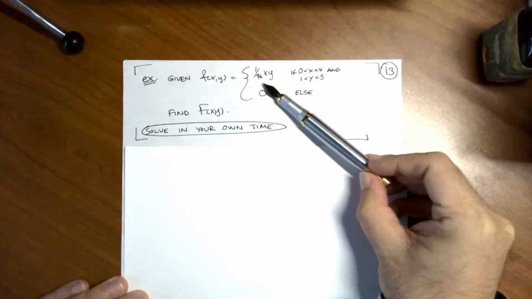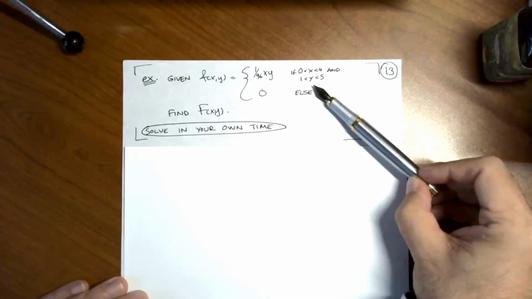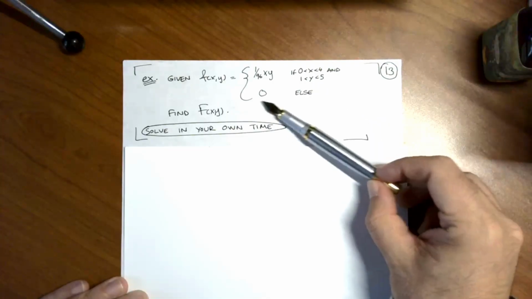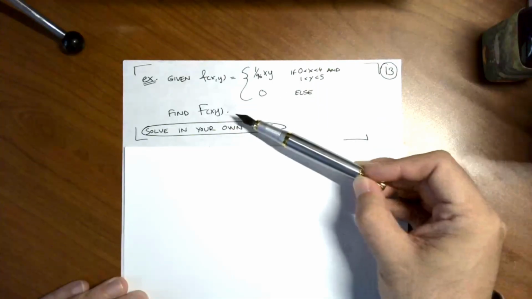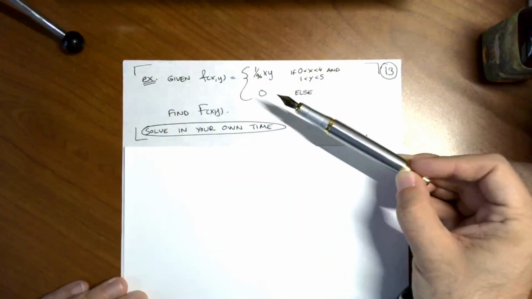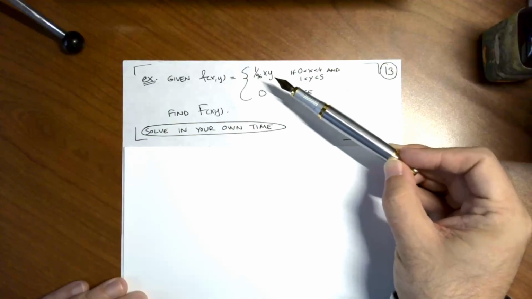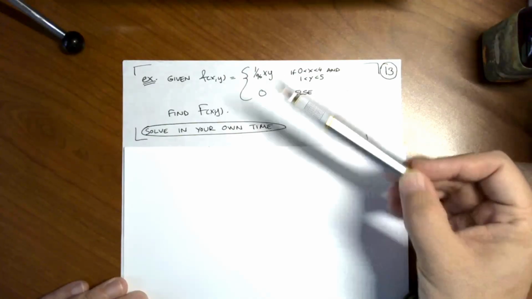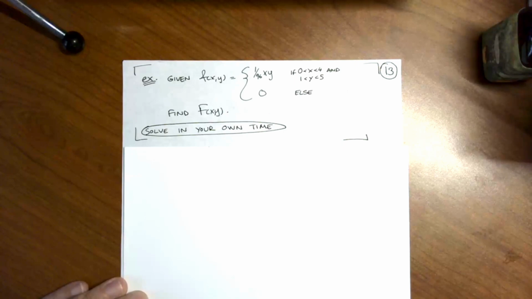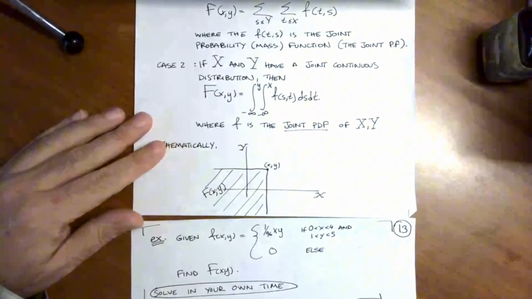We know that 1 over 96 times x times y is a PDF for these particular ranges of x and y, and 0 otherwise. The question here is: find the cumulative distribution function that corresponds to this particular PDF. Well, what would you be doing? You would be going back to the definition of a continuous cumulative distribution function. Let's say the one that I just showed you.